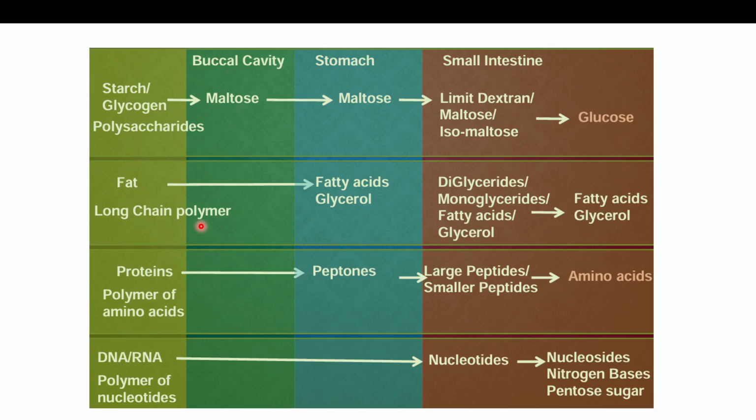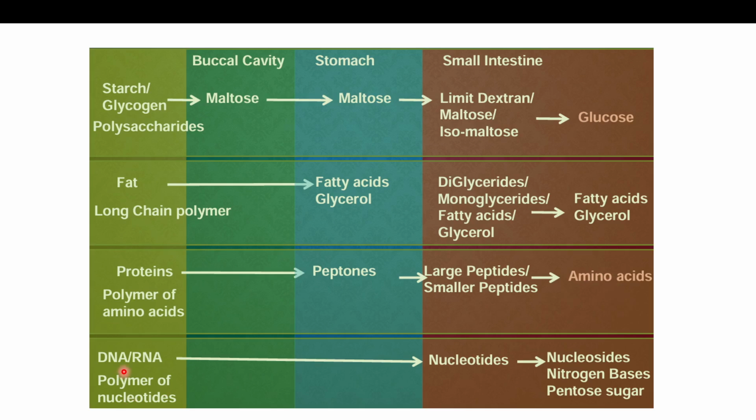Fat or long chain polymers in the stomach, fatty acids and glycerol. In the small intestine, it gives rise to diglycerides, monoglycerides, fatty acids, or glycerol. And polymer of amino acids, proteins, are broken down into peptones. In the small intestine, it's further broken down to peptides of different lengths, again breaking down and finally giving rise to amino acids.